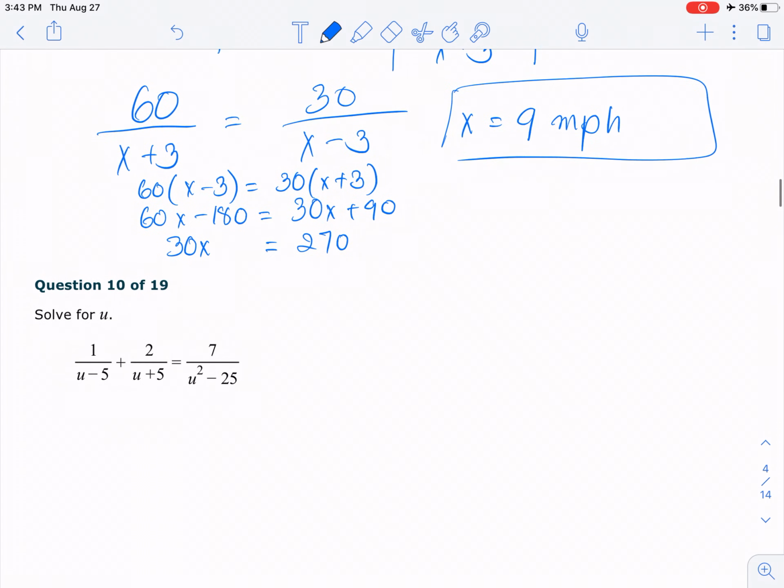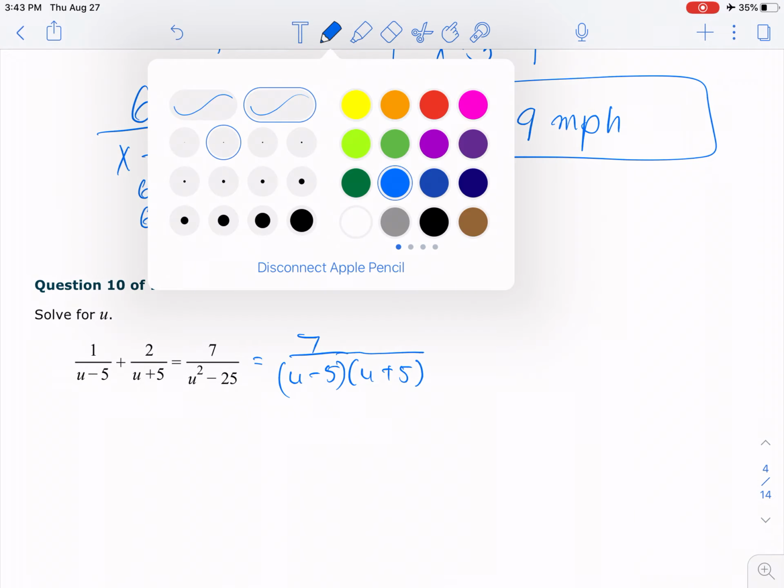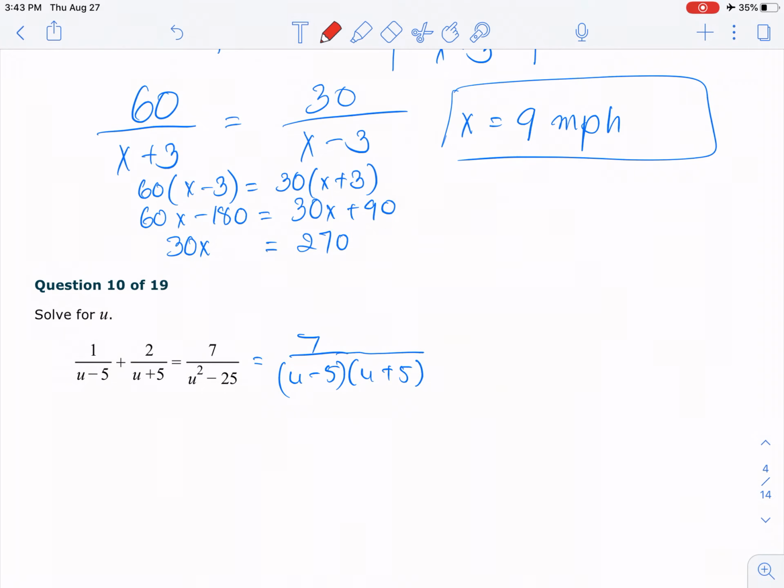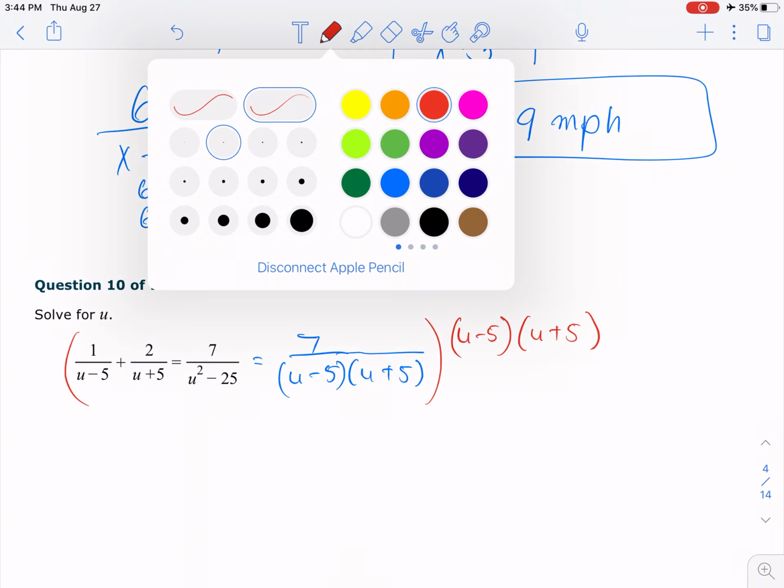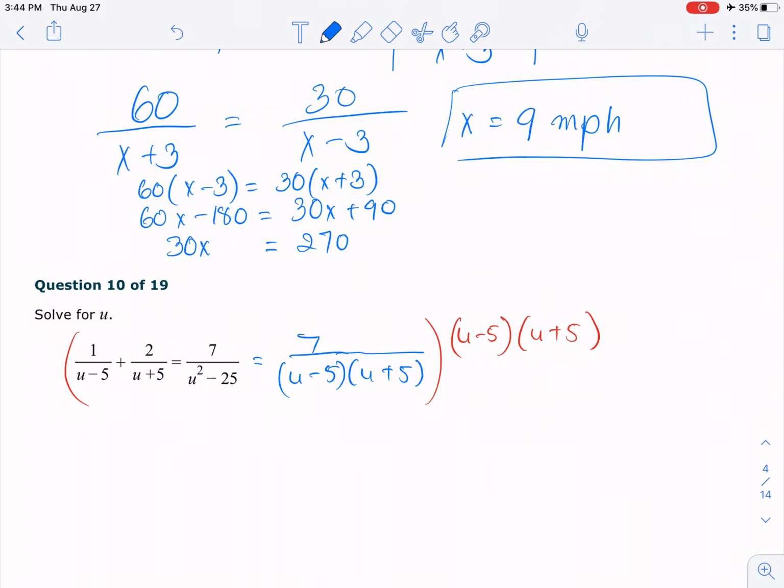Okay, so you see right here what we have is 7u minus 5 and u plus 5. This is the one thing I want you to do right away when you see a quadratic. So you factor right away. Now, just like other problems, we're going to multiply everything by the LCD. In this case, it's u minus 5, u plus 5. So if I multiply the LCD for the first one, I'm going to cancel out the u minus 5.